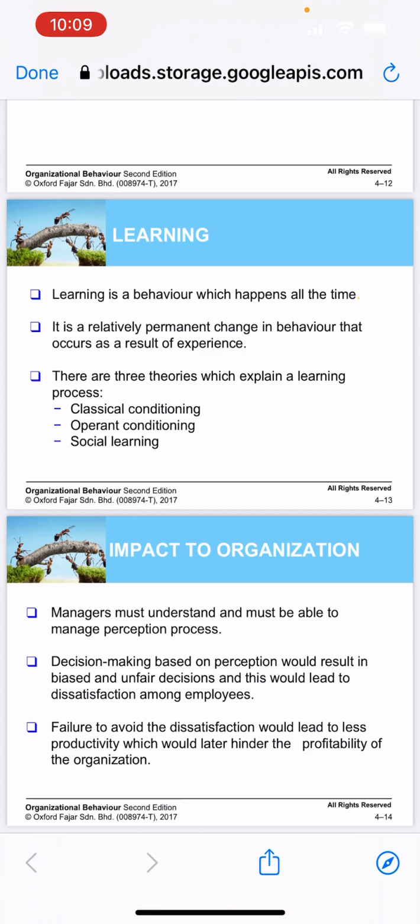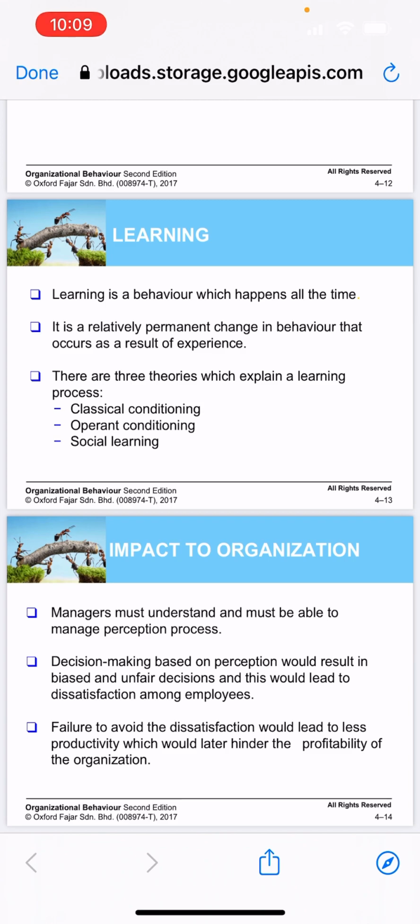Next is social learning. Social learning is a process where we learn through observation and direct experience. The social learning theory proposed that the modeling process involves several steps such as attention process, retention process, reproduction process, and reinforcement process. The first one, attention process.